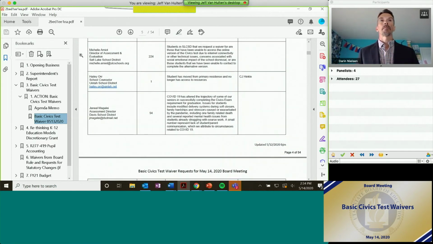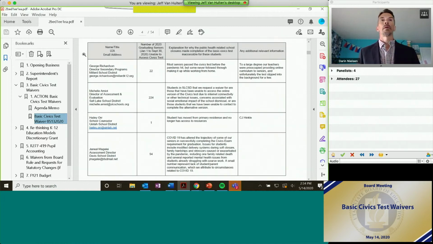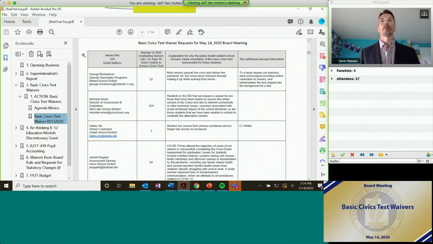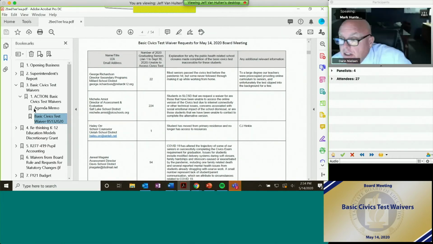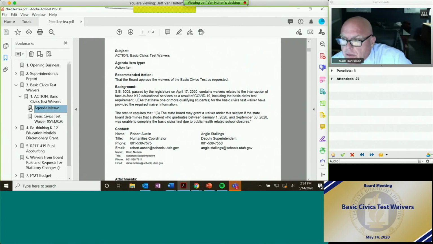Okay. Thank you, Superintendent Nielsen. Any questions or comments, or do we have a motion? Vice Chair Cummins, I'm not seeing any hands. Oh, I make a motion. Board Member Earl has a hand. Board Member Earl.